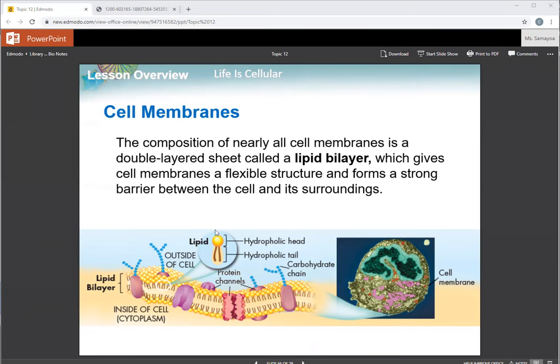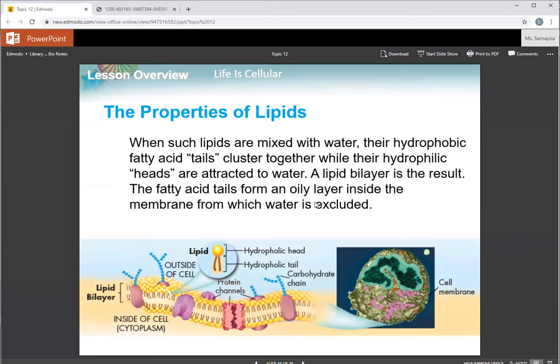So what's a lipid? It's this thing. So the head is hydrophilic and the tail is hydrophobic. This confused me, guys. Sorry about that. So what that means is basically that the head likes water, the tail does not. That's why you get that shape.